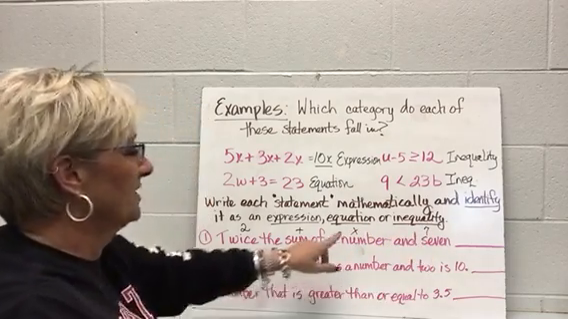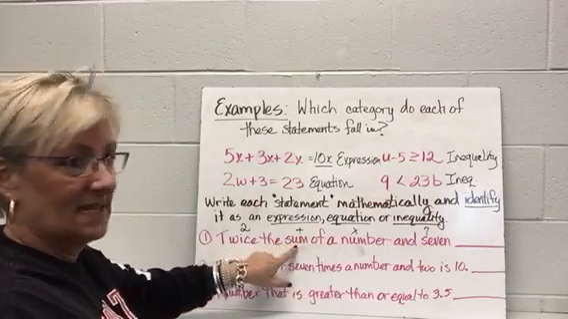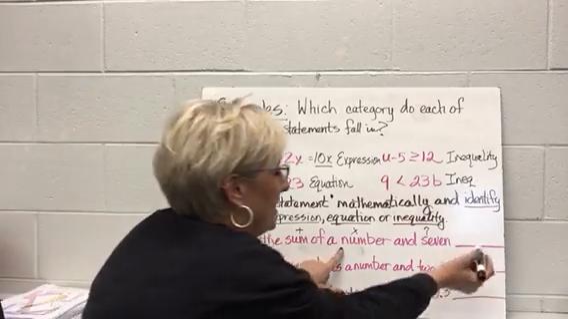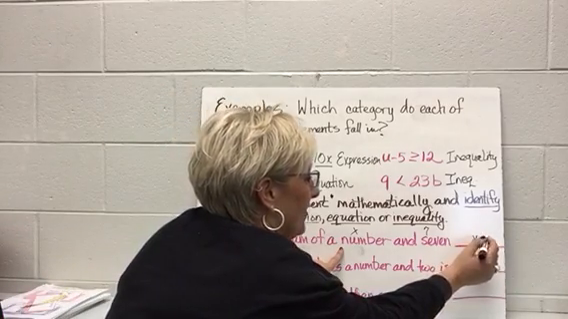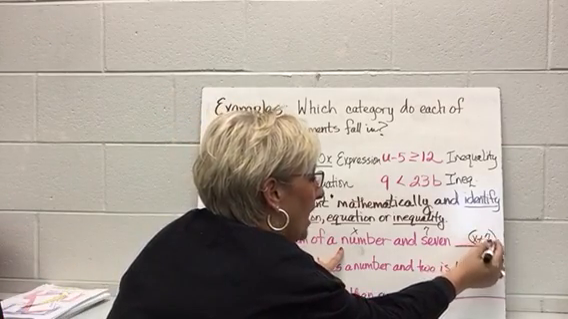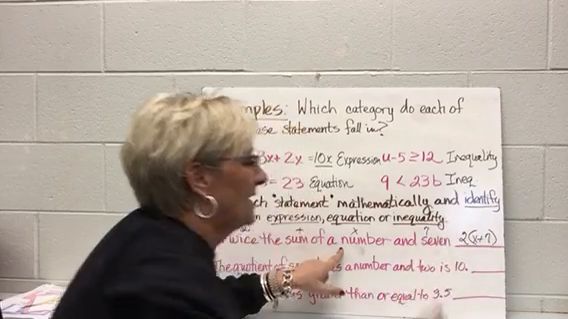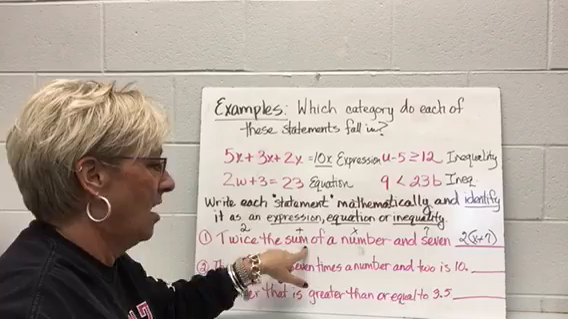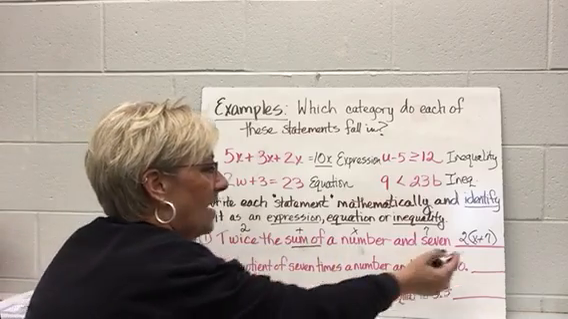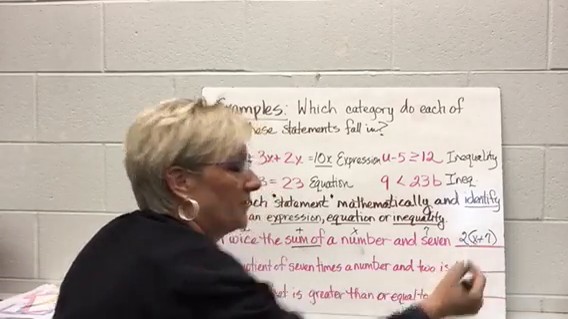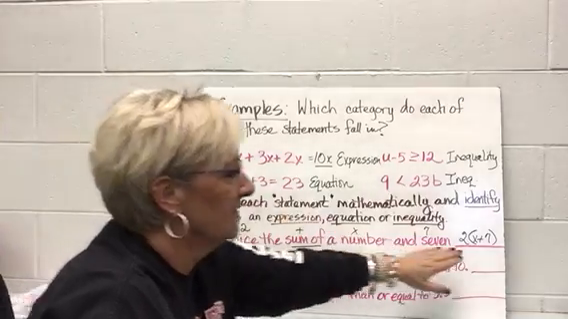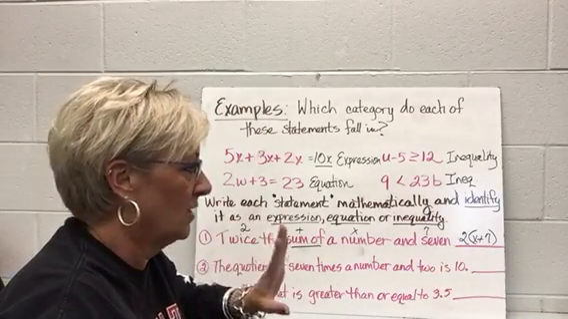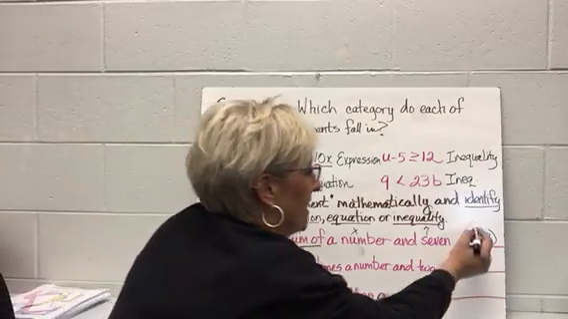So what am I doing with 7 and x? I am adding them because I'm saying twice the sum of a number and 7. I'm saying x plus 7. And I am multiplying the entire thing by 2, because twice the sum of means I've got to find the sum and then multiply it by 2. As you can see, there's no is, there's no be, there's no equal sign, so this is an expression.